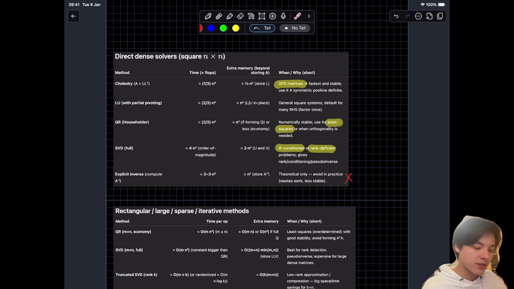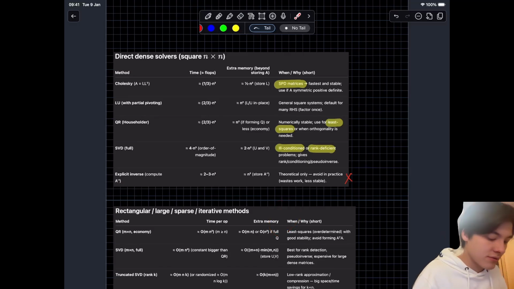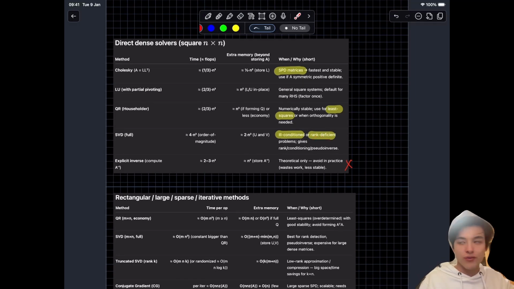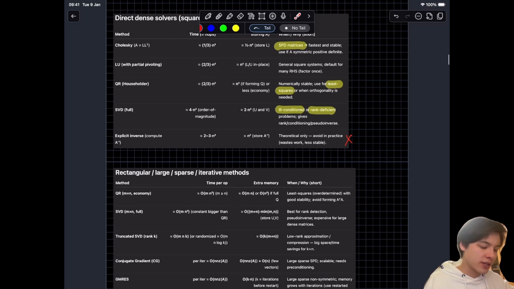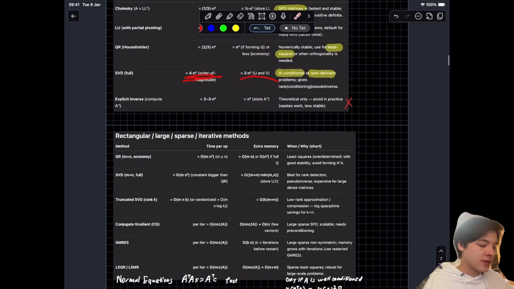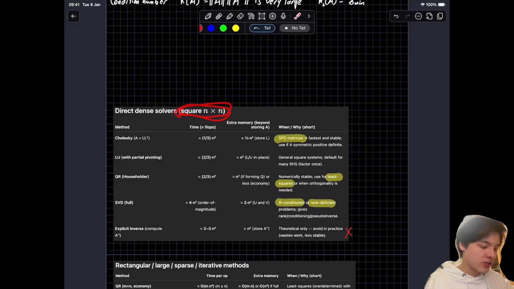And then if we want numerically stable, and also for the next one, if it's not a square matrix, we can also use QR. I'll talk about it later. SVD, if it's ill-conditioned, rank deficient, overdetermined, whatever, we can use SVD. And this one I like because you get the most information out of your matrix. But of course, it uses the most computation power and space. So yeah, this was all for square matrices, n times n.